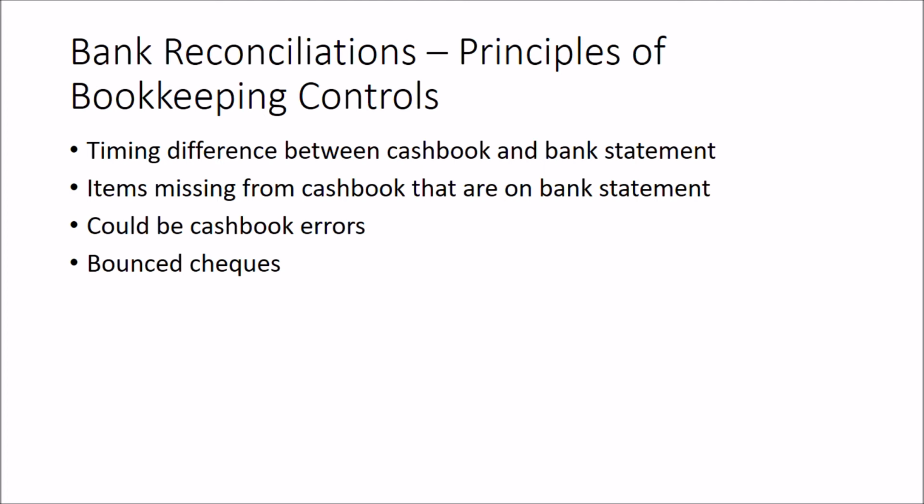But there are also things on the bank statement that are not in the cash book, like interest received or bank charges. There could be cash book errors. We might have posted a £54 receipt in the cash book, but actually it was £45 that went through the card machine. And of course, there's the possibility that people are bouncing checks.